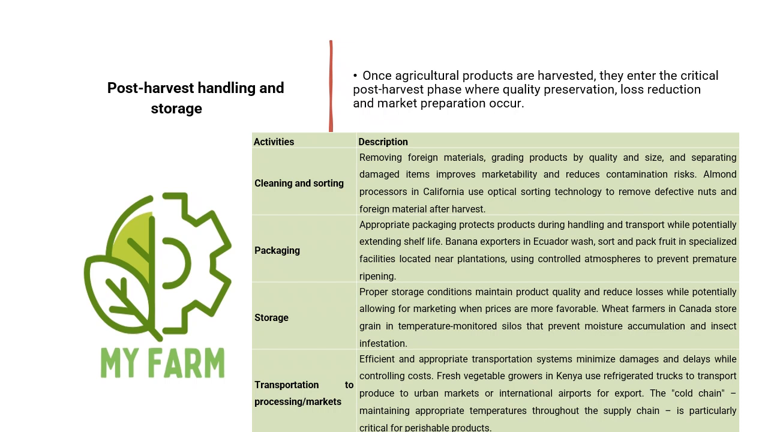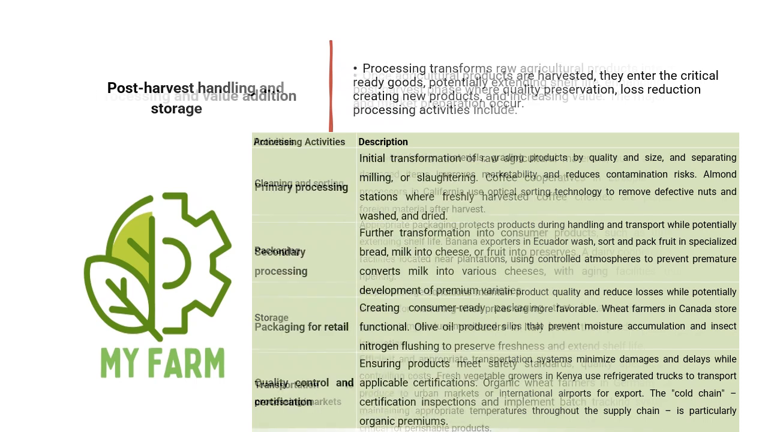Transportation to processing facilities or markets must be efficient and appropriate to minimize damages and delays while controlling costs. Fresh vegetable growers in Kenya use refrigerated trucks to transport produce to urban markets or international airports for export. Maintaining appropriate temperatures throughout this cold chain is particularly critical for perishable products.